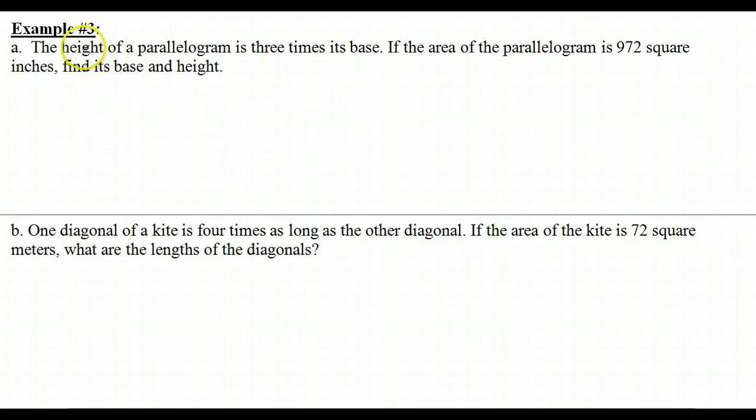Okay, so example 3. The height of a parallelogram is 3 times its base. If the area of the parallelogram is 972 square inches, find its base and height. Okay, so there are a couple different things here. The height of a parallelogram is 3 times its base. I'm going to come back to that.